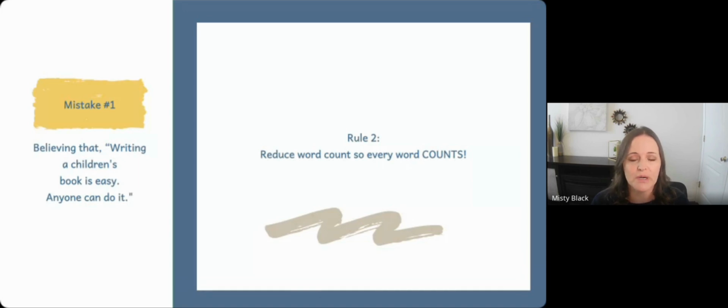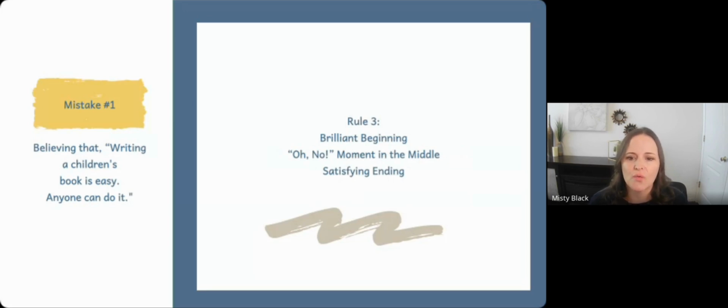So if you look at books from 20, 30, 40 years ago, they were much longer, much more descriptive. Children had longer attention spans back then. That's not the case anymore. We want to reduce the word count. We want to make the illustrations tell at least half of the story. And then at least some of the story in a chapter book or an early reader.